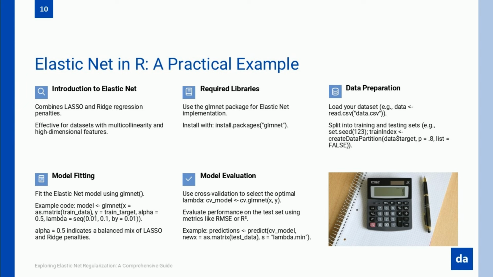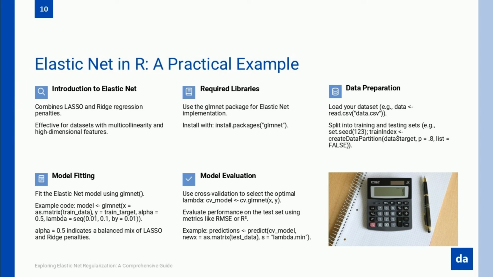Finally, we interpret the results. One of the best things about Elastic Net is that it allows us to see which predictors are actually contributing to the model. We can extract the coefficients using coef, cv model, s equals lambda.min, which shows us which features have been retained and how much impact they have on predictions. If a coefficient is 0, Elastic Net has removed that feature, indicating that it wasn't useful.